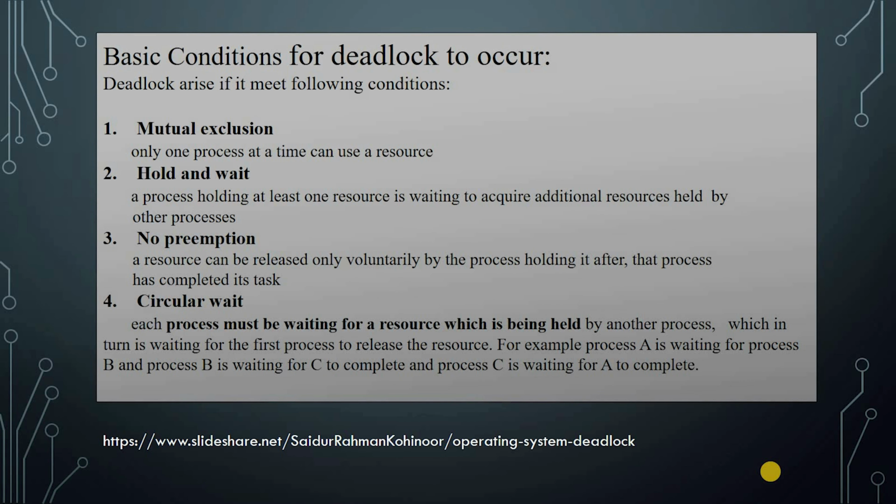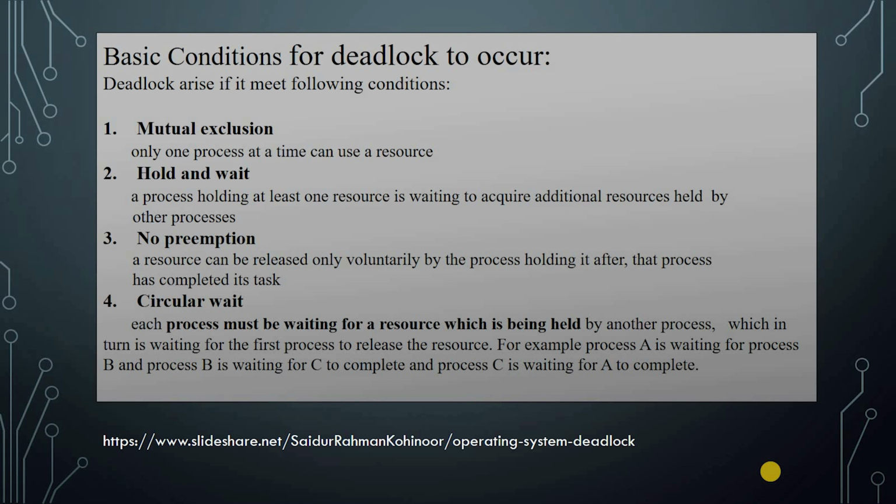Basic conditions for deadlock to occur: mutual exclusion, hold and wait, no preemption, circular wait. Mutual exclusion: only one process at a time can use a resource. Second, hold and wait: a process holding at least one resource is waiting to acquire additional resources held by other processes. Third, no preemption: a resource can be released only voluntarily by the process holding it after the process has completed its task.